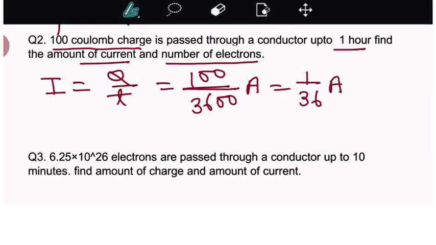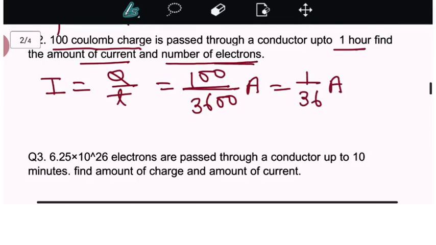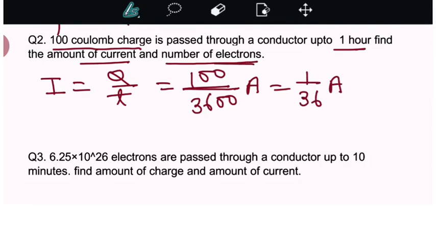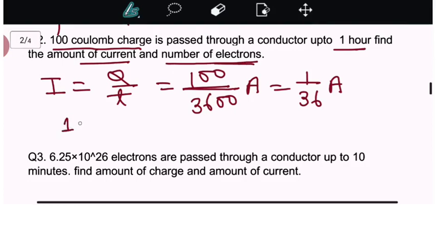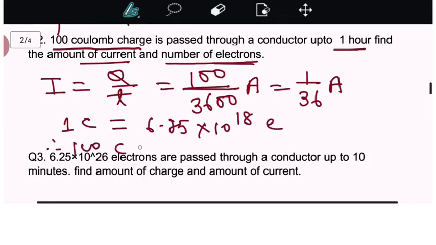Now number of electrons. How can you calculate number of electrons? As you know, 1 coulomb charge is equal to 6.25 into 10 to the power 18 electrons. Therefore 100 coulomb charge will be equal to how much?